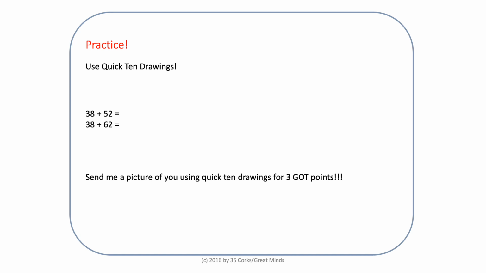Now practice again. You're going to use quick 10 drawings to solve these 2 number sentences. You have 38 plus 52 and then 38 plus 62. If you want those extra grower team points, send me a picture of you using quick 10 drawings for 3 grower team points. That means in this video, you could earn 6 grower team points for doing all your practice work and sending it to me. Pause the video here, and then once you're done, hit play so you can get the directions for your work today.